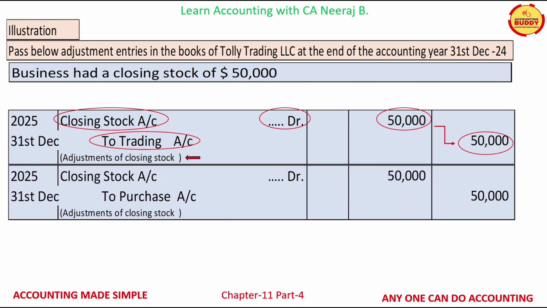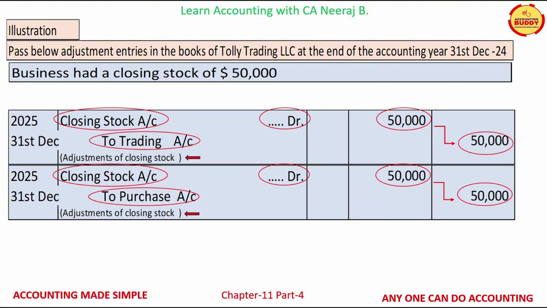Under option 2, for the recording of this event, the two accounts which are affected are closing stock account and purchase account. Closing stock account will be debited while the purchase account will be credited. The entry will be passed for $50,000 by writing the proper narration.